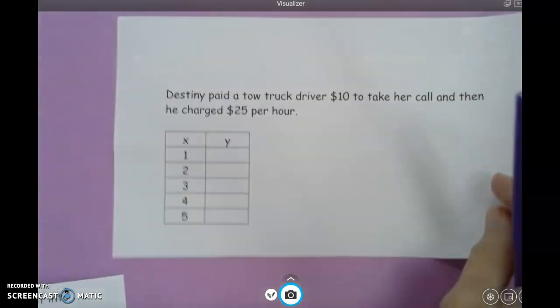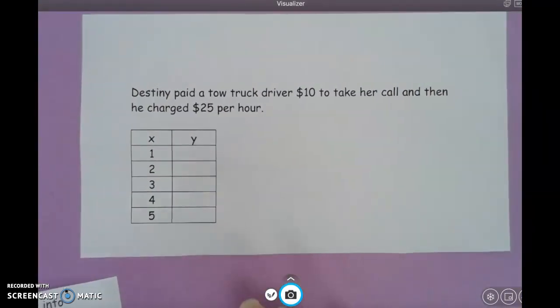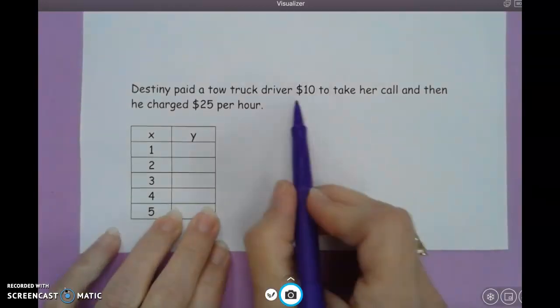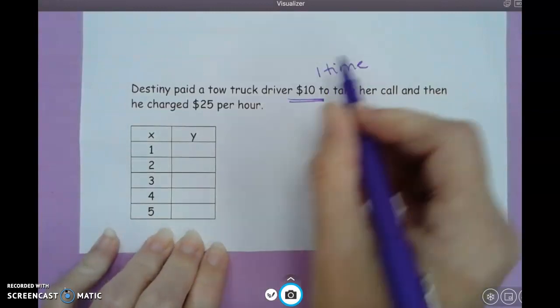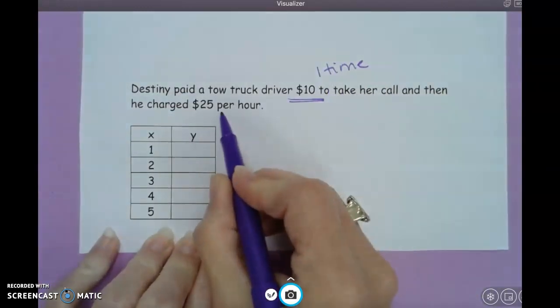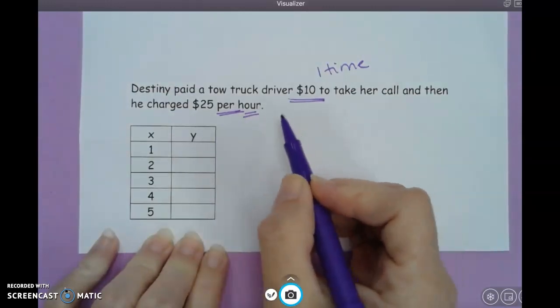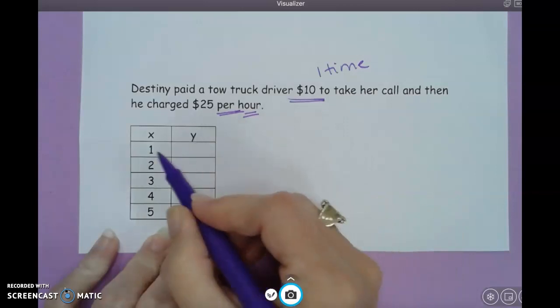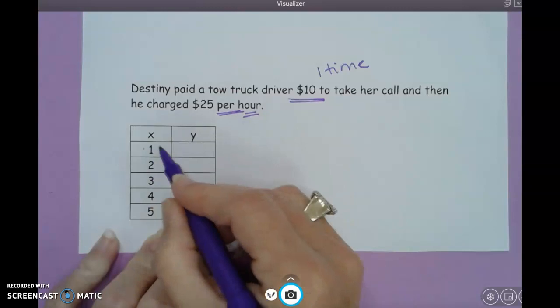It says Destiny paid a tow truck $10 to take her car, and then he charged $25 per hour. So this is the same concept, but we changed the way the table looks. So this $10 only takes place one time, and this takes place each hour. So however many hours we go, we've got to pay that $25. So for this one, we're going to pay $25 because we only are doing this for 1 hour.